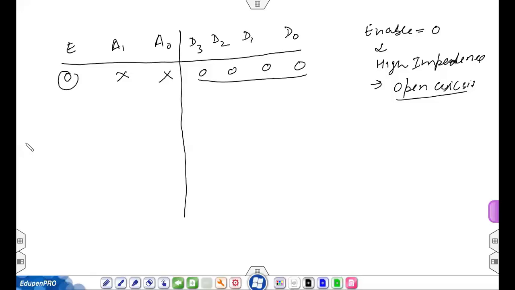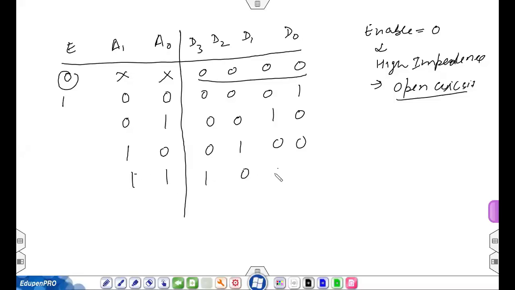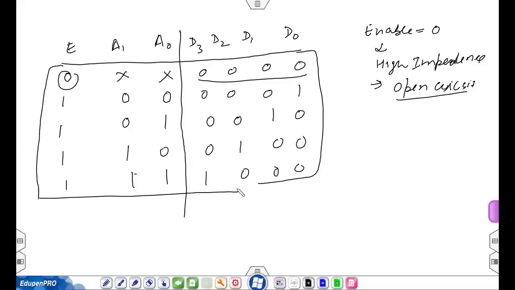Then, if your enable is 1, your input may be 0 0. So how can you design it? Suppose for 0 0 you take output 1. After that for 0 1, you take 1. After that for 1 0, you take 1. After that, again for 1 1, you take 1, with enable 1. So in this way, firstly you need to design a truth table for the decoder circuit. This is the truth table for the decoder.